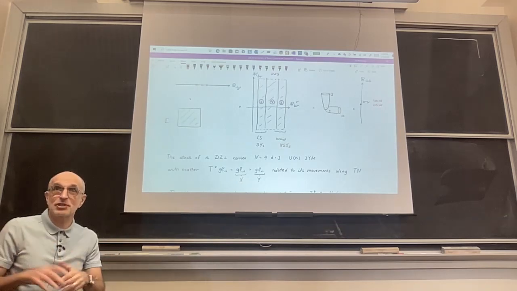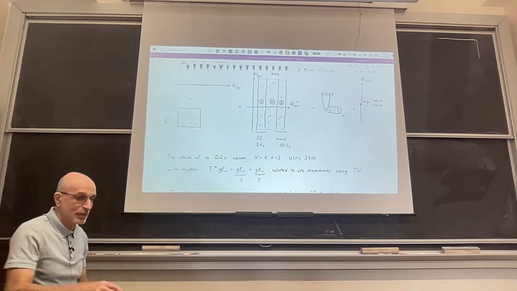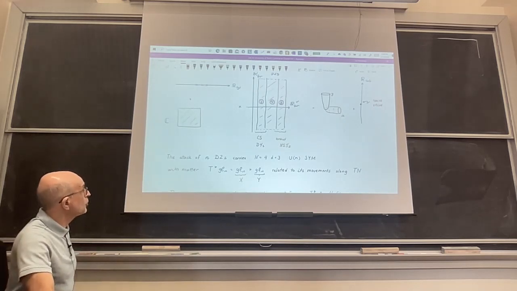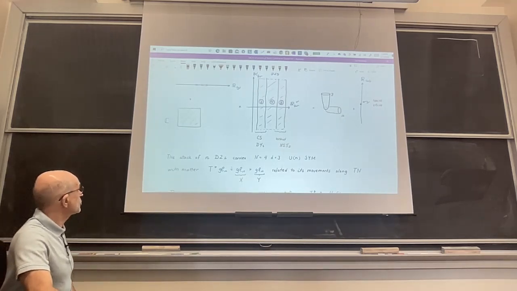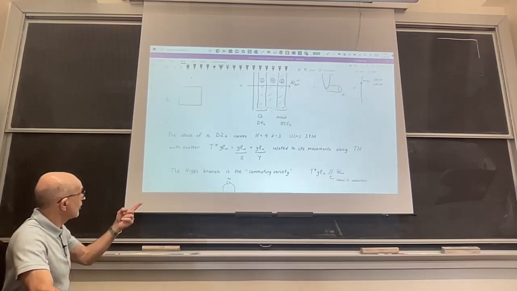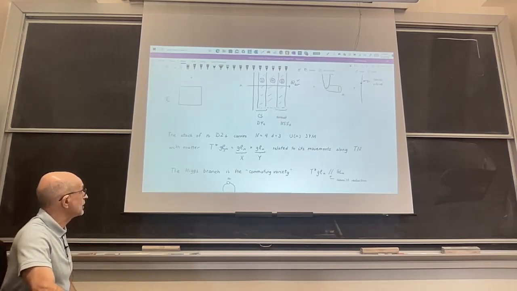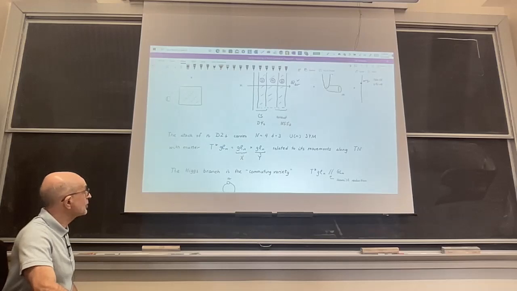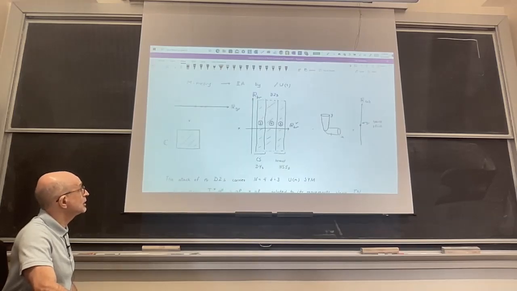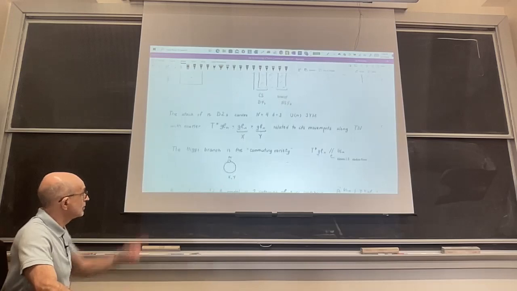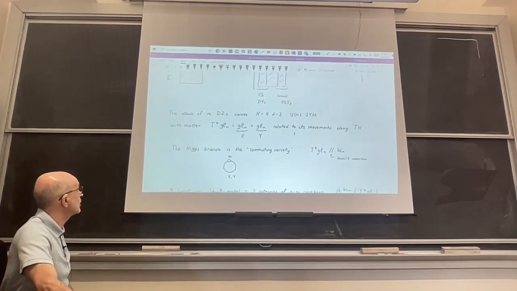So that's what physicists, string theorists will tell you. So you get two matrices. So the extra matter is T star GLN: GLN X and GLN Y, telling you where the particles are, how they project on both cigars.